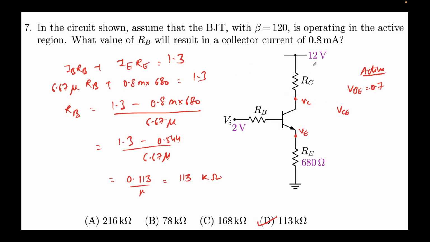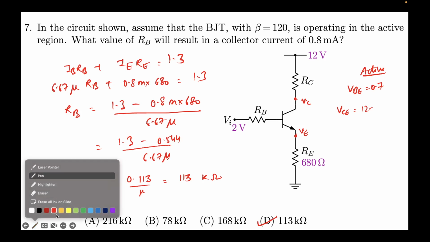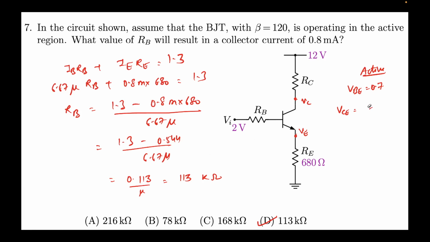So VCE you can write. VC will be 12 minus. So what I'll do is I'll see what is VCE. Okay, VCB, not VCE, because VCB should be reverse bias, right? So VBC should be reverse. So we need to find the value of VB first, and then we need to find the value of VC. So VB can be written as 2 minus IB RB.